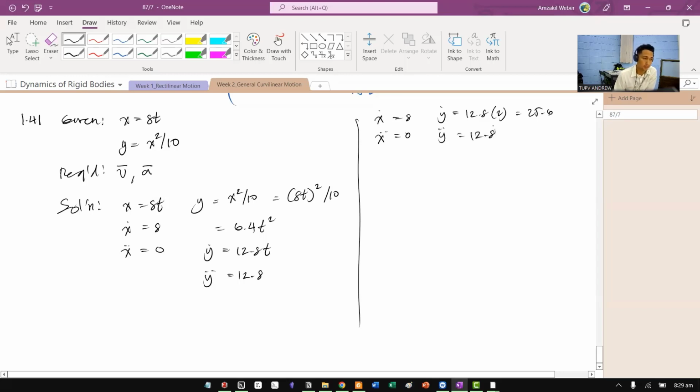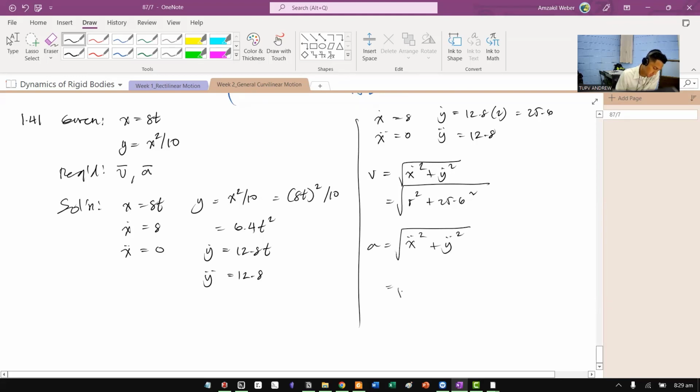So first we need to find the magnitude. The magnitude of velocity is the square root of x dot squared plus y dot squared, which is the square root of 8 squared plus 25.6 squared. And for acceleration, that is the square root of x double dot squared plus y double dot squared, which is equals to 0 squared plus 12.8 squared, which is equals to 12.8. Anong unit yan? Feet per second, feet per second squared. We need to have calculator lang.